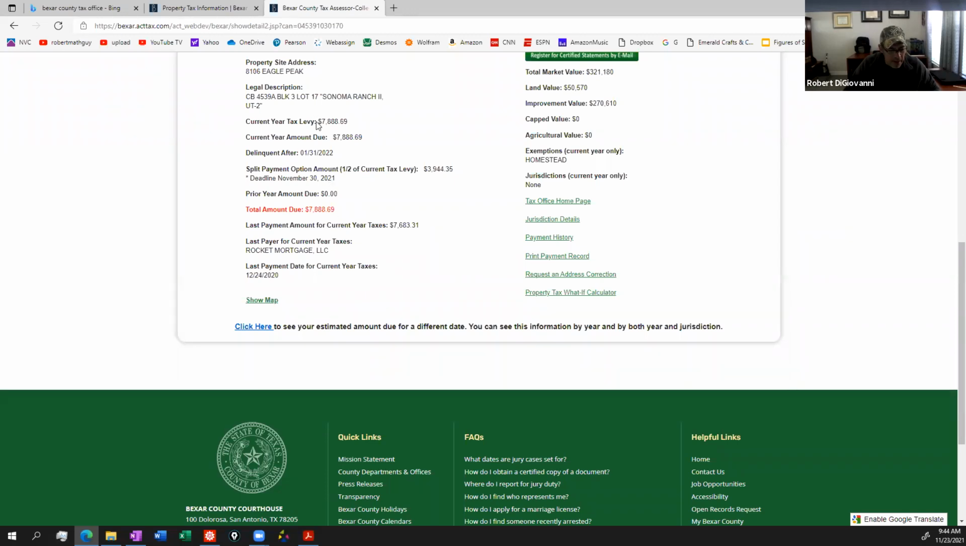This is how much they're paying in taxes right now. Oh, here it is. This is the amount that they're paying in taxes for the year. All right. And here's the market value, the total value of their home. That's what the county is saying their home is valued at.